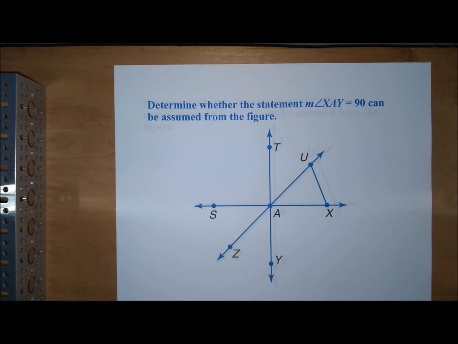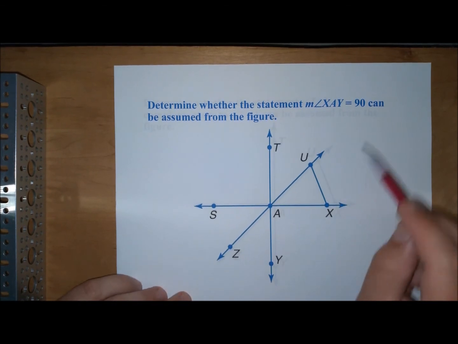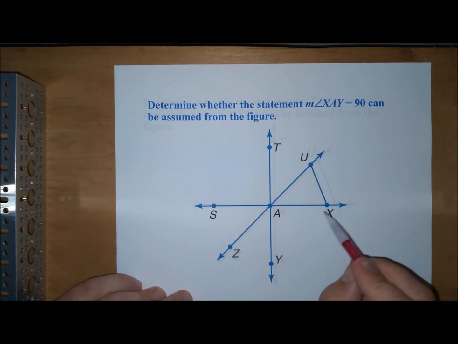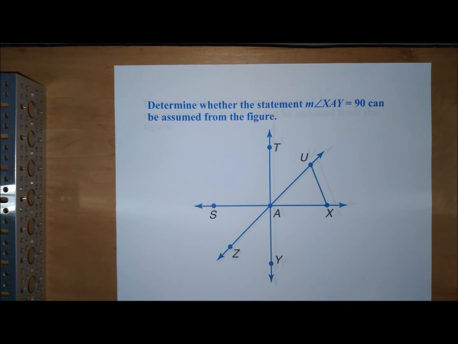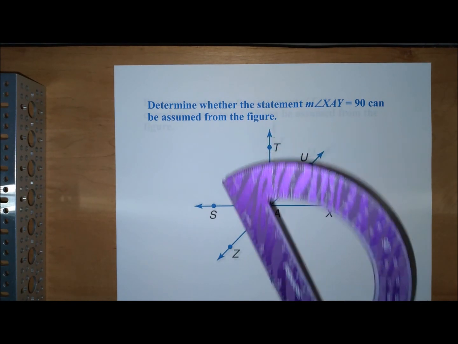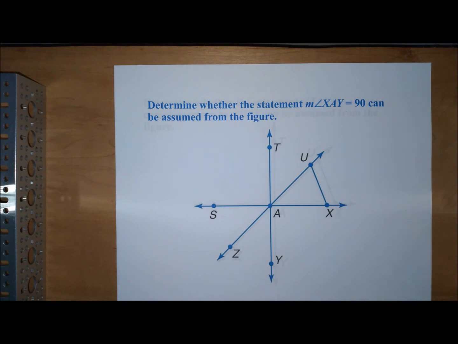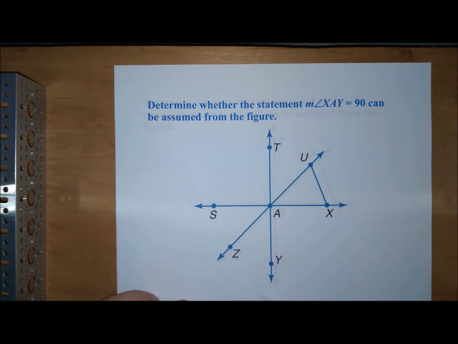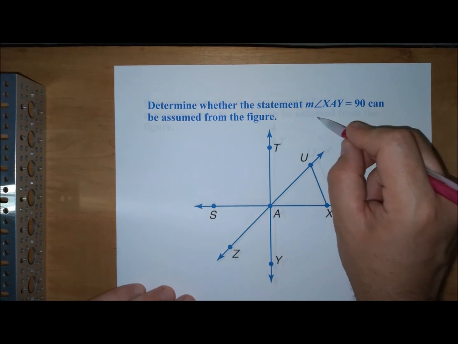Okay, how about this one? Could we determine whether the statement, the measure of angle XAY equals 90, from this figure? Can I assume that from this figure? Boy, they sure look like it. Don't reach for that protractor. You might even measure it and find they're 90. But is there information given here or in this sketch that would be enough to rely on to say that this is 90 degrees? I really don't have that information, do I? I'm going to say no.